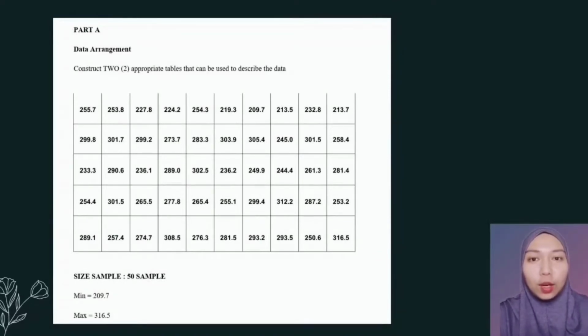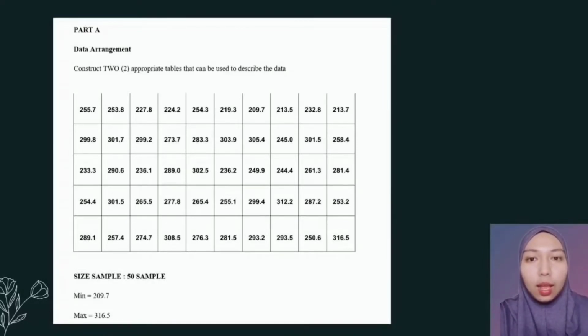My metric number is 20A1682. So today I would like to present my part, which is Part A, Question 1. The question is I need to construct two appropriate tables that can be used to describe the data. There are three types of tables that can be used to describe the data, but in this assignment, I used two types only, which is frequency distribution, which is grouped data, and cumulative frequency distribution.